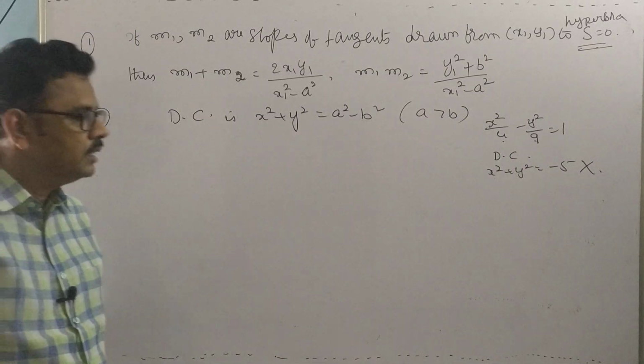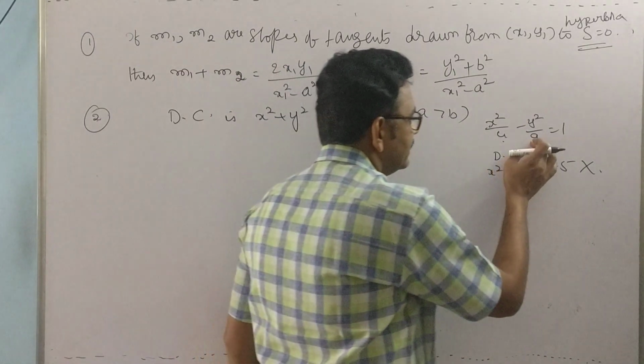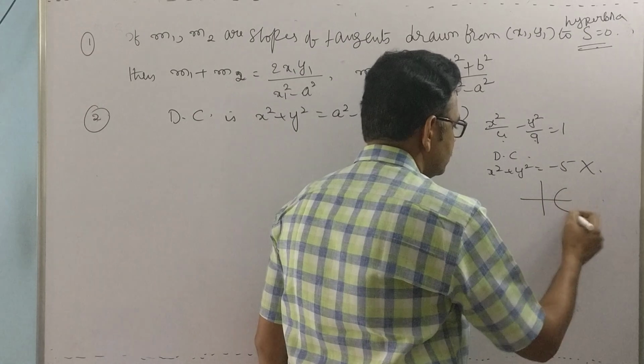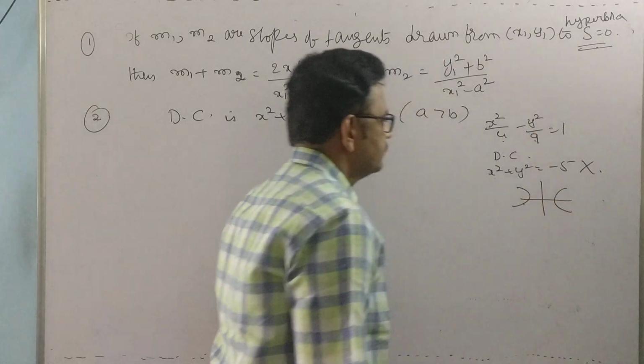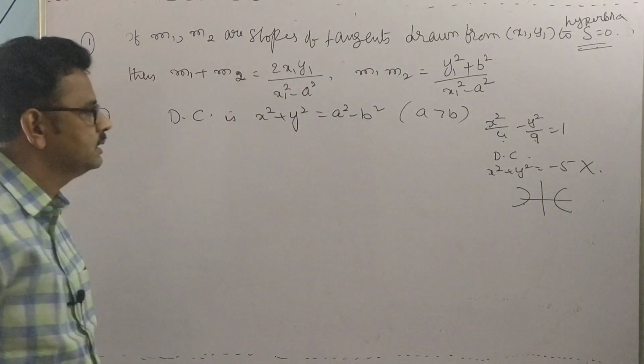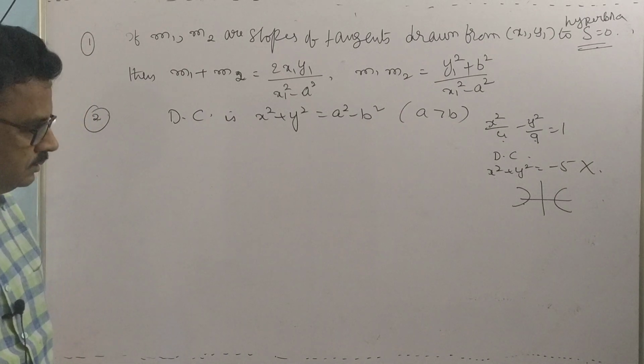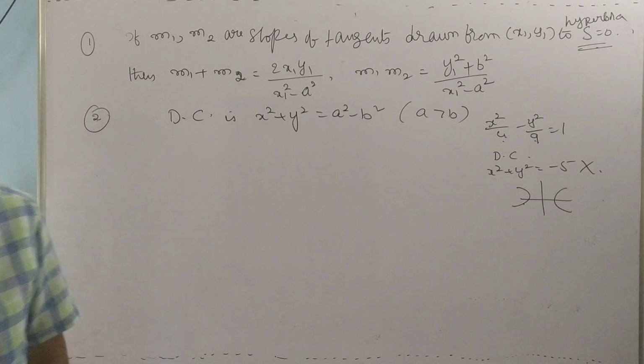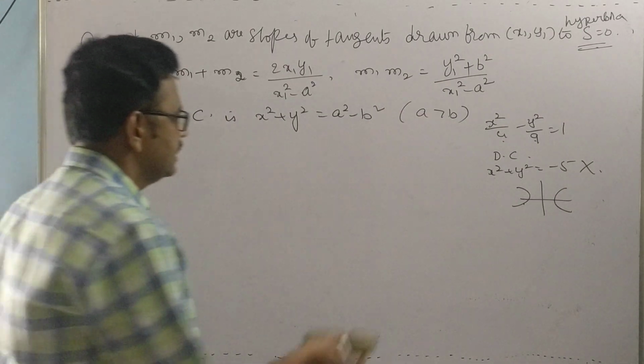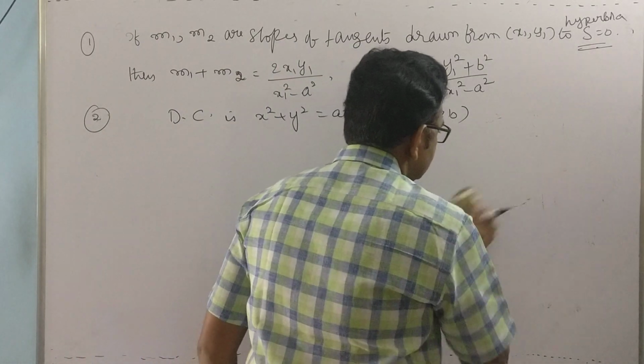Also the hyperbola does not cut the y axis, it cuts the x axis only. Okay, a square minus b square. So this is the director circle. Next, the auxiliary circle.